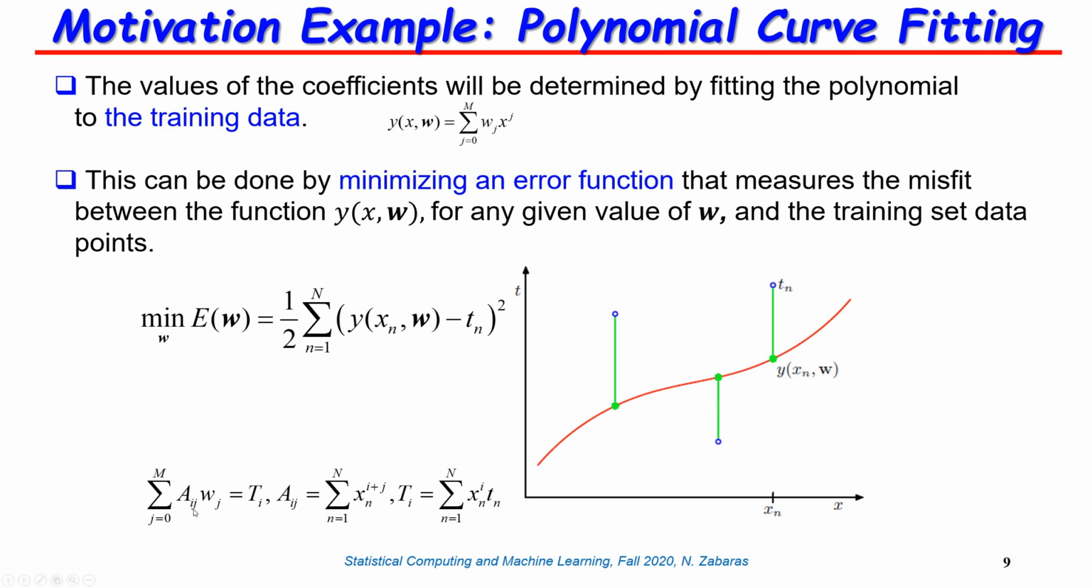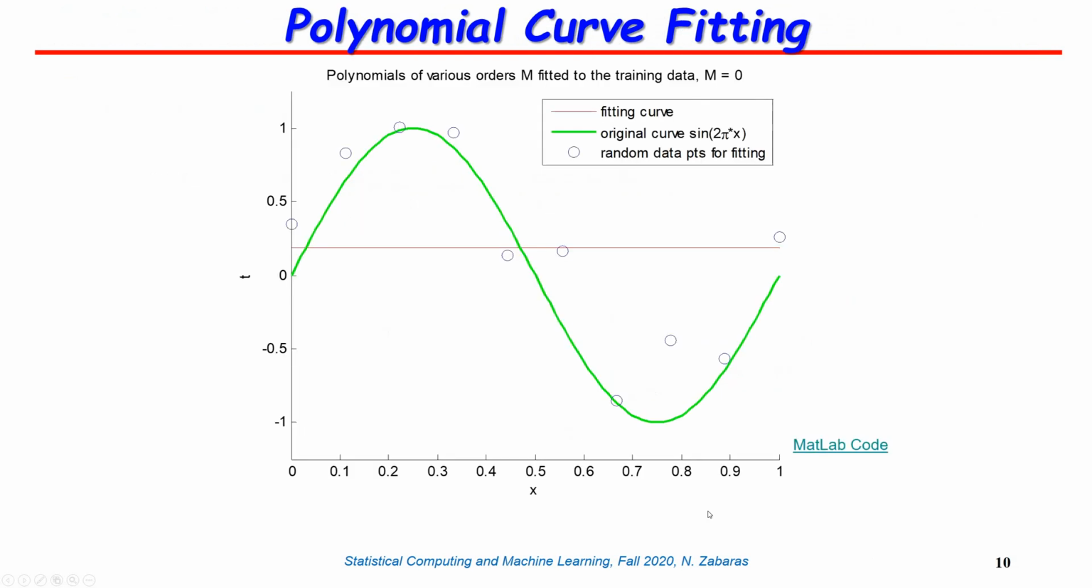Okay, so basically what you have is A times W equal to T, where A and capital T are defined from your training data set. In principle, the error function is nothing else but minimizing the square distances of these vertical lines, which are basically the distances of your target Tn values from the regression function at the given xn input locations. All right, so let's see this in action.